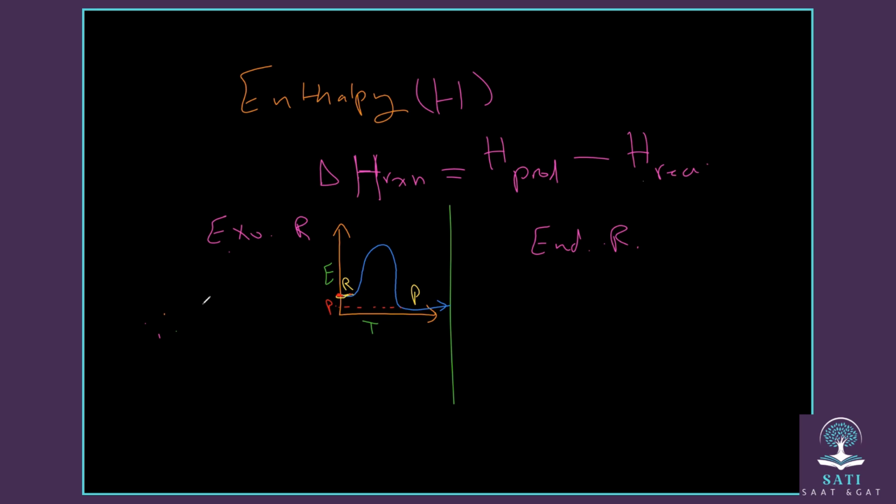So that means it needs to give out energy in order to lower the energy of the reactant to be like what? The energy of products. And in this case, as is here, we said H of products is less than enthalpy of what? Of reactants.